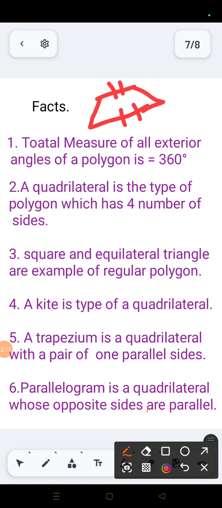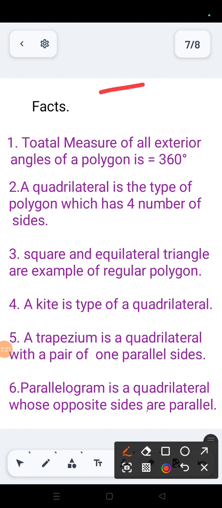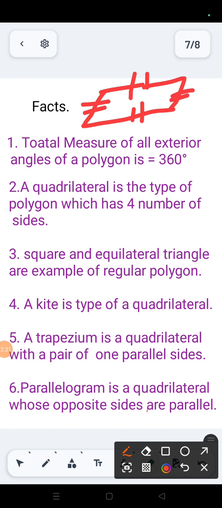Come to point number 6, parallelogram. Parallelogram is a quadrilateral whose opposite sides are parallel. In the case of a parallelogram, all its opposite sides are parallel. You can see here opposite sides are parallel and equal. So opposite sides are parallel and equal in the case of a parallelogram. So these are the facts about the polygon.